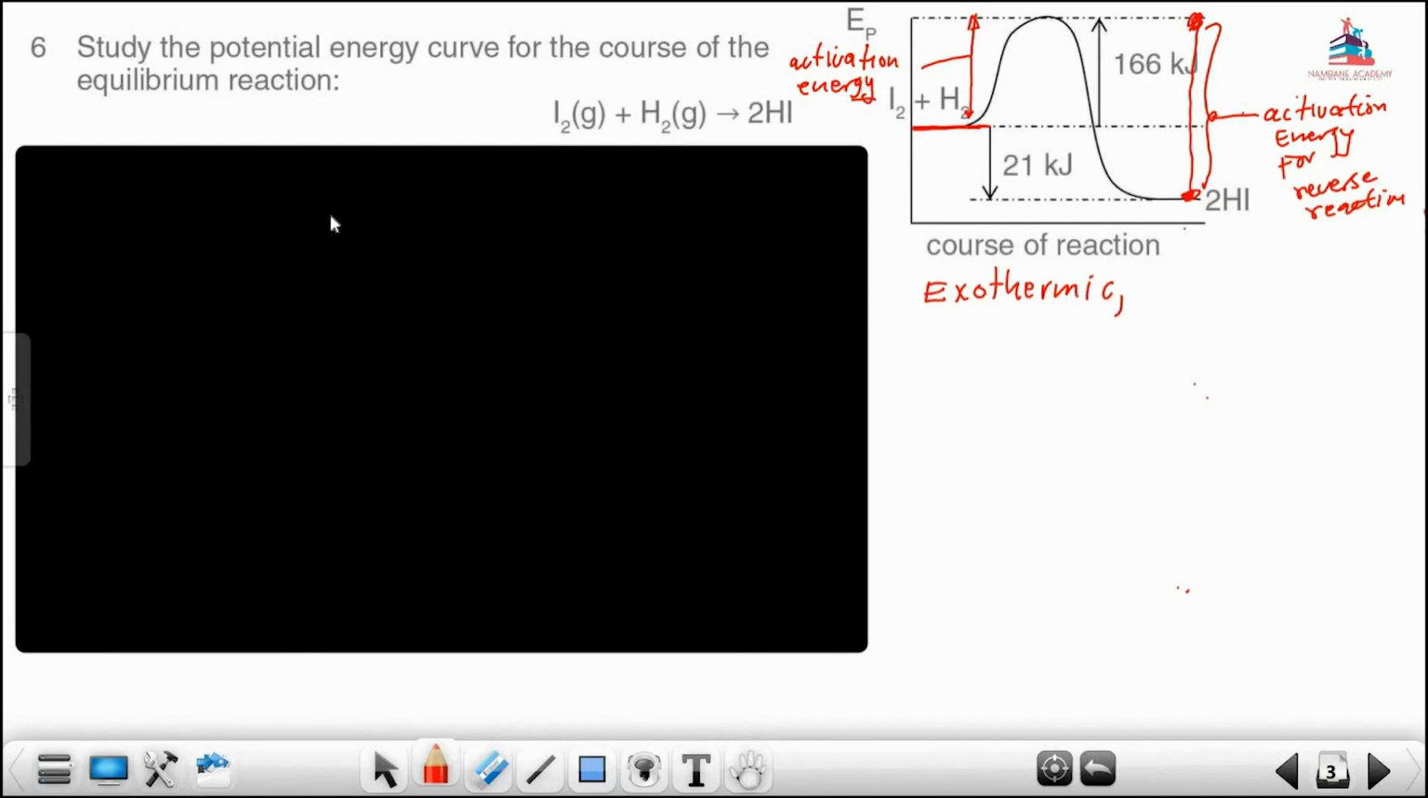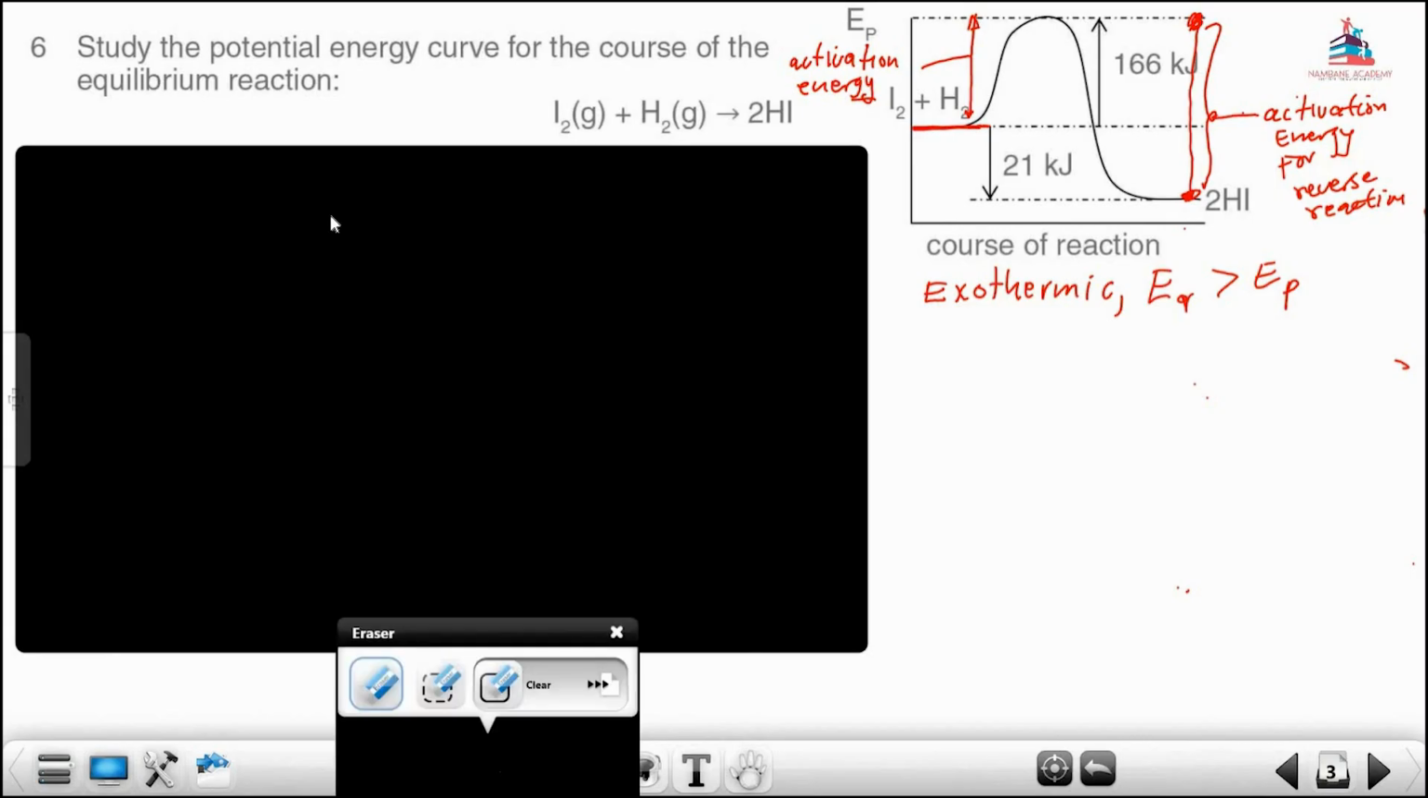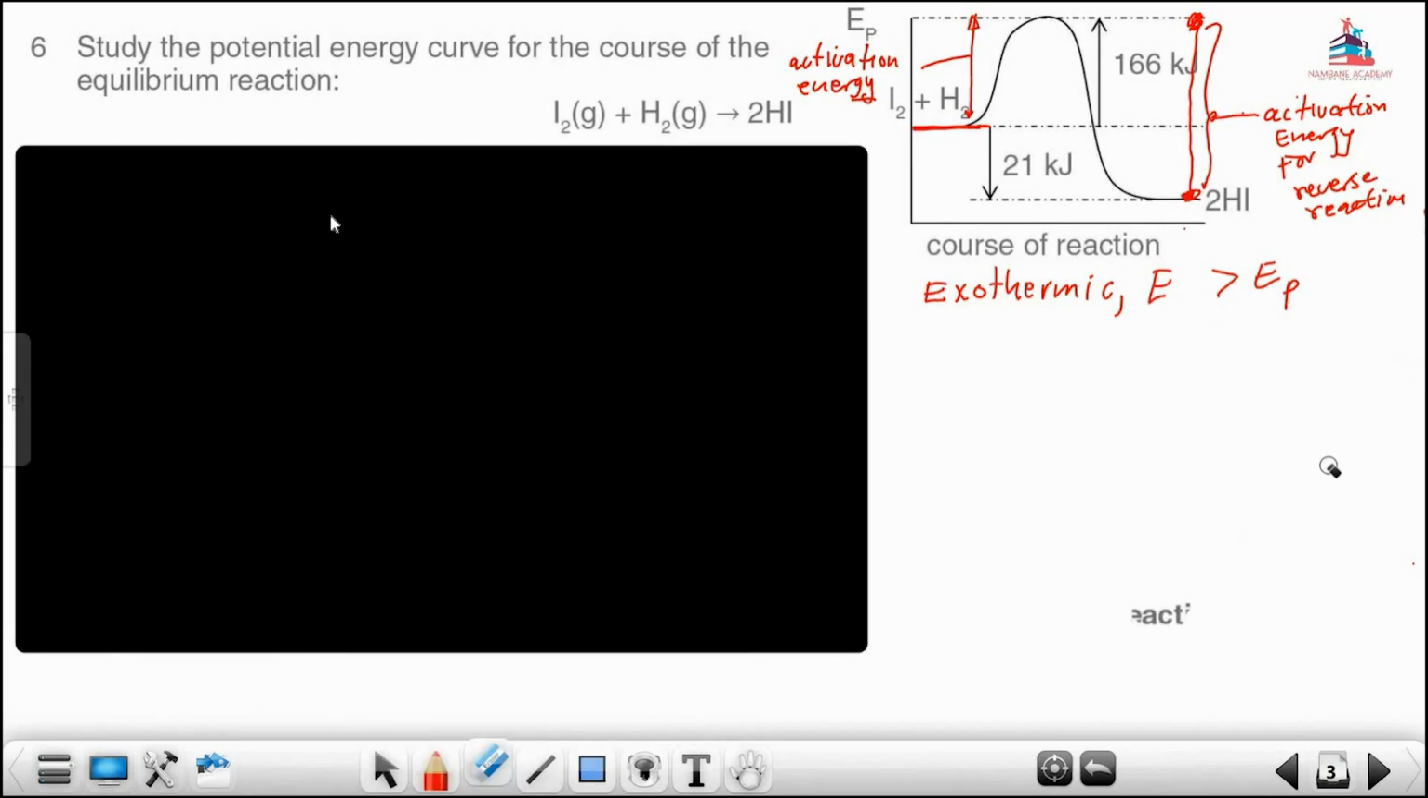Because the reactants are bigger than the products. Okay, so energy of the reactants is greater than energy of the products. Yes, sir. Okay, now somebody else must also come and say something quickly. What else can you say?